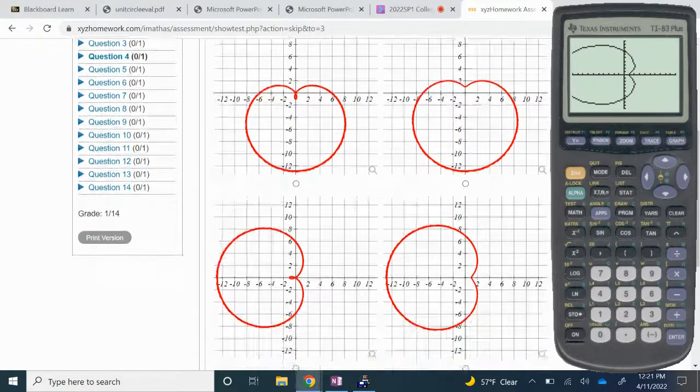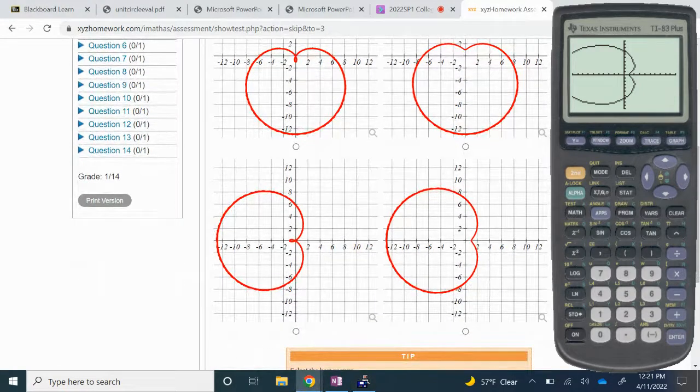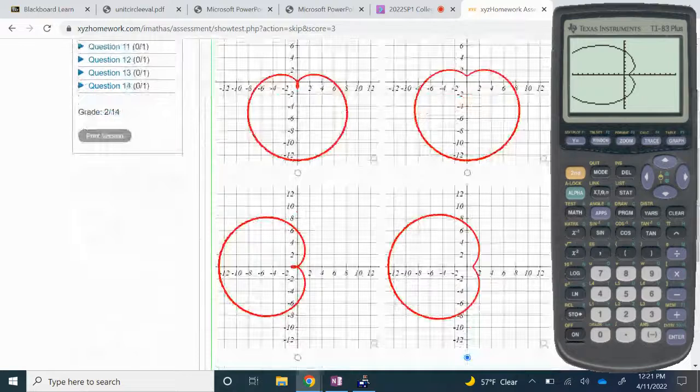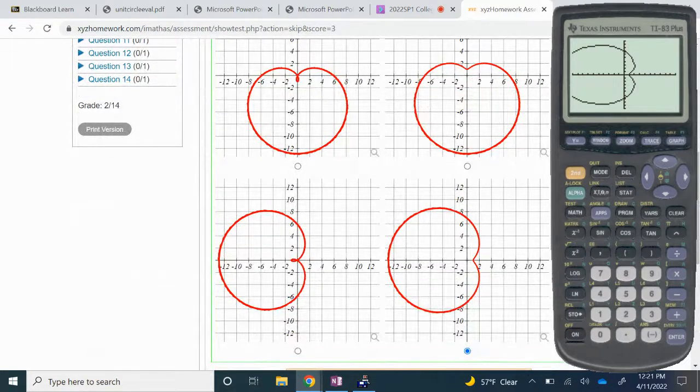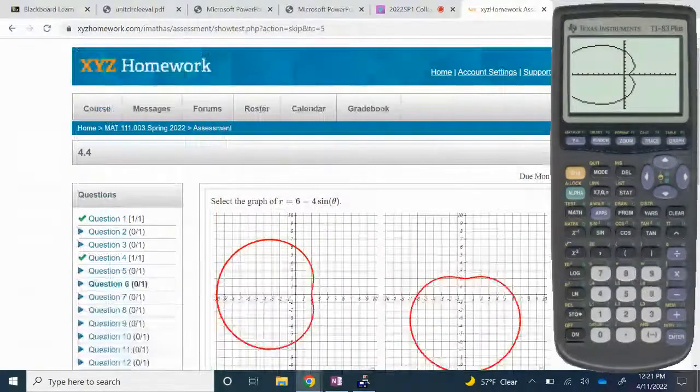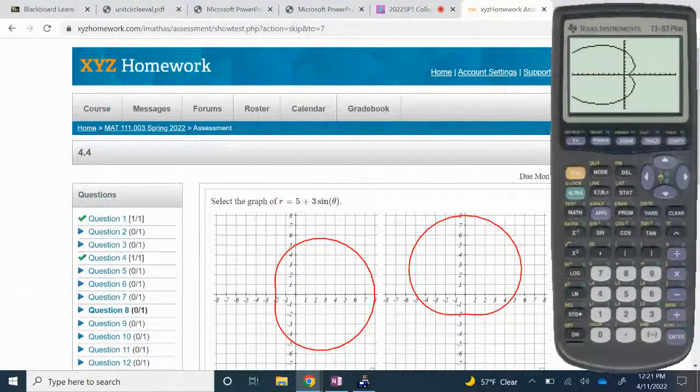All right, so notice carefully our last 2 answer choices, they look similar, right? One has what's called an inner loop. Okay, and then one has a cardioid shape. I believe we should have this as the correct choice. All right, so I believe they have some rose petals on this thing. Let's see.